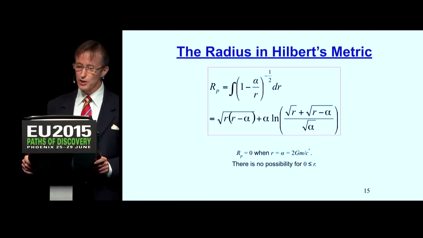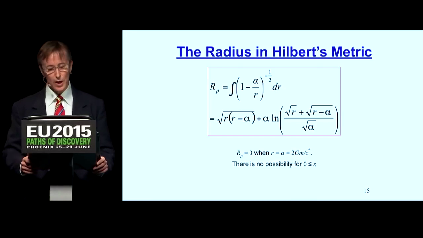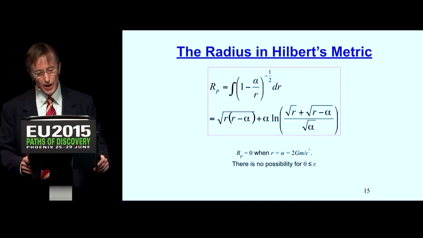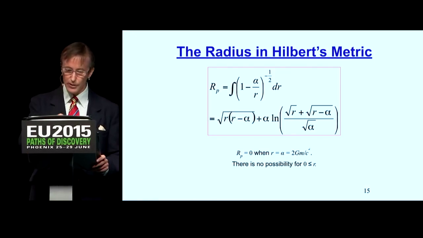What's the real radius in Hilbert's metric? We make a calculation. We integrate the term that contains dr, and then we get this expression by evaluating the constant. I put the constant in, and we get the square root of alpha in the second term. Now, notice something about here.